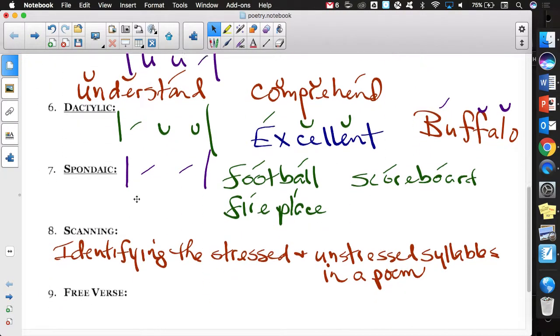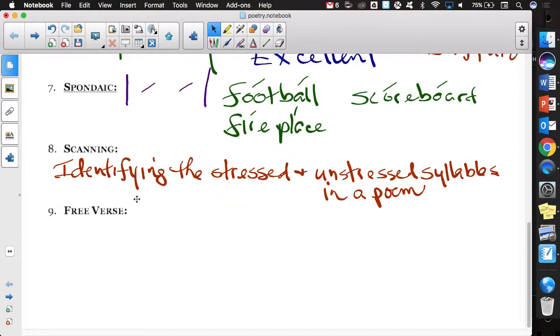Right, Jillian? So, definition again for scanning: identifying the stressed and unstressed syllables in a poem.